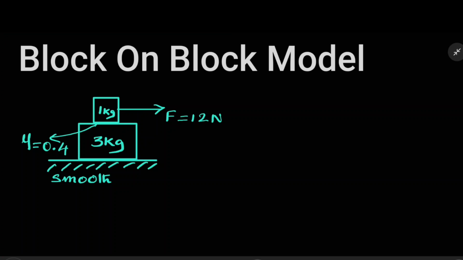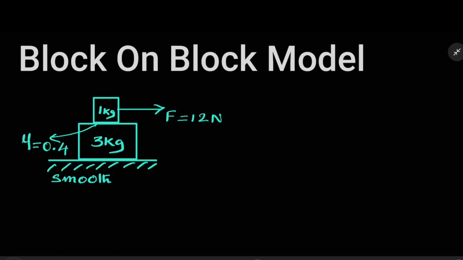Had there been some resistance or friction offered by the floor, there would have been a case where 3 kg block is at rest and 1 kg block is at rest with respect to 3 kg. If the friction is sufficient, the entire system is at rest. This would have been possible had there been some friction offered by the ground, but we can rule that out because the floor is smooth.